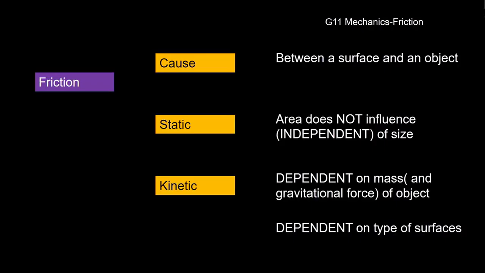So on my board I have an overview. We have the cause of friction, and then we have the two kinds of friction. There's static and kinetic. So what causes friction? Well, when we have two surfaces that are rubbing together, then we have friction. The output of friction is heat, so things get hot.